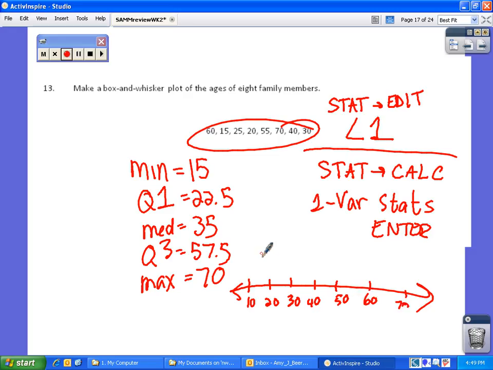And then plot your 5 points, 15, 22.5, 35, 57.5, and 70. Last but not least, draw your box and your whiskers.